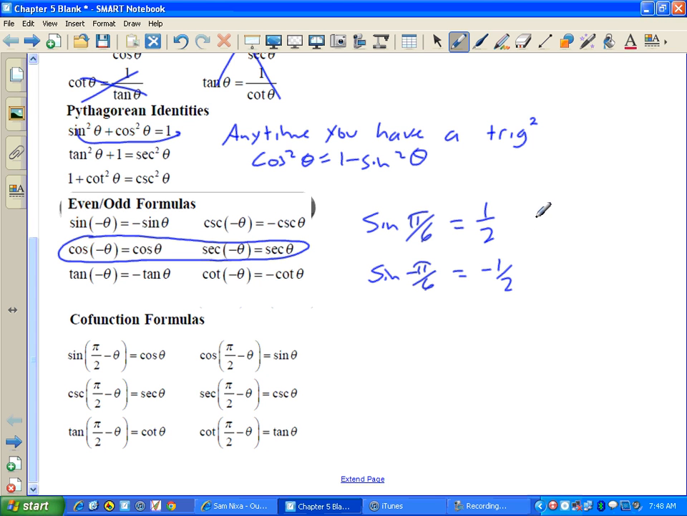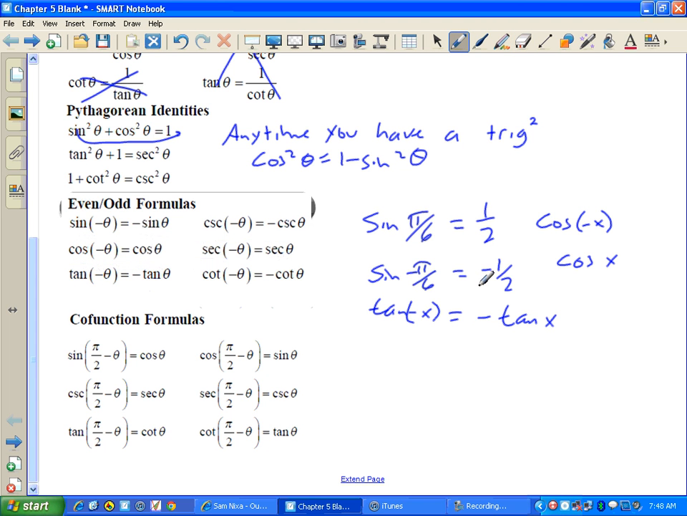Or if I see cosine of negative x, I can just change that to cosine of positive x because cosine is even. If I see sine or tangent, we'll do tangent. If I see tangent of negative x, I can change that to negative tangent of positive x, because that's odd.